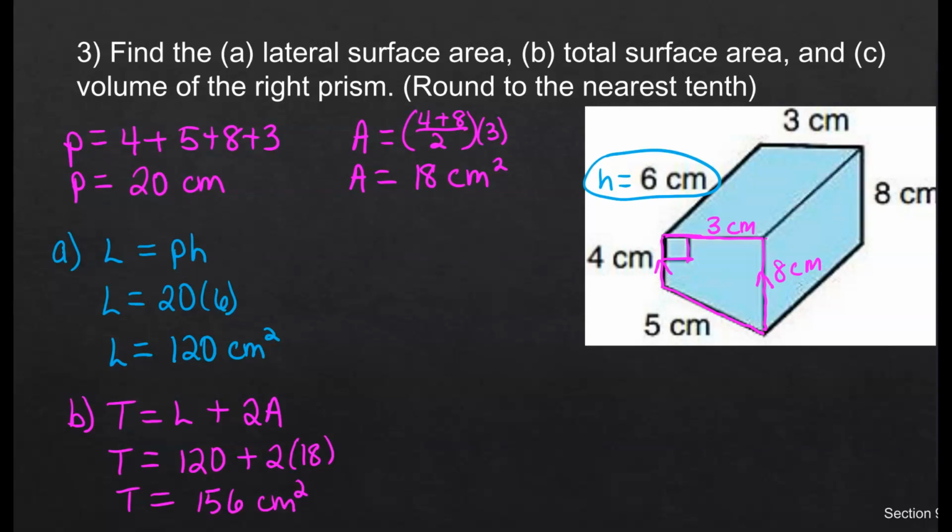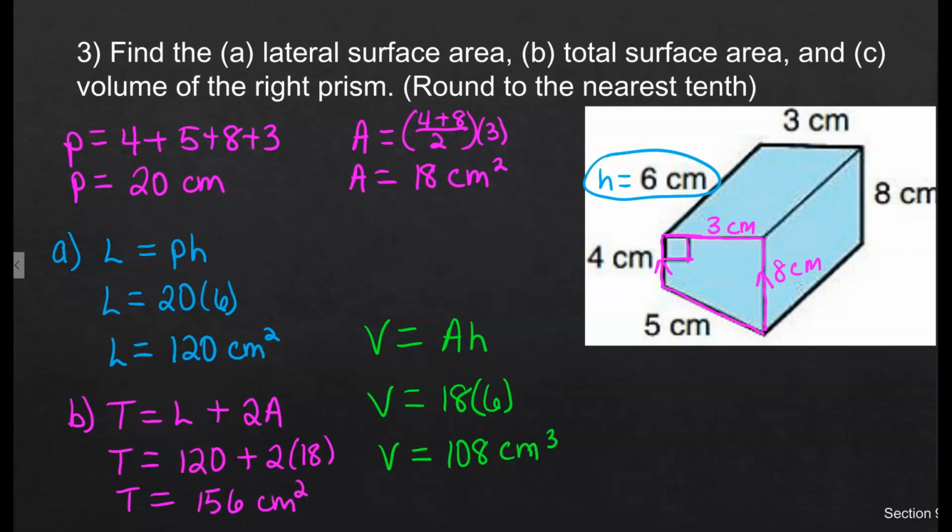And then volume, right, is going to be the area of the base times the height. So 18 times our height of 6, and that's 108 centimeters cubed.